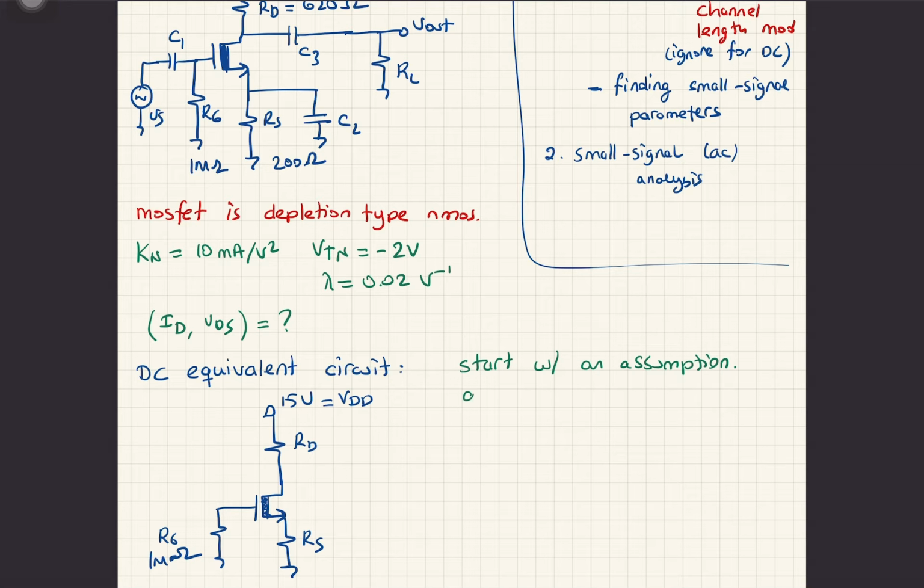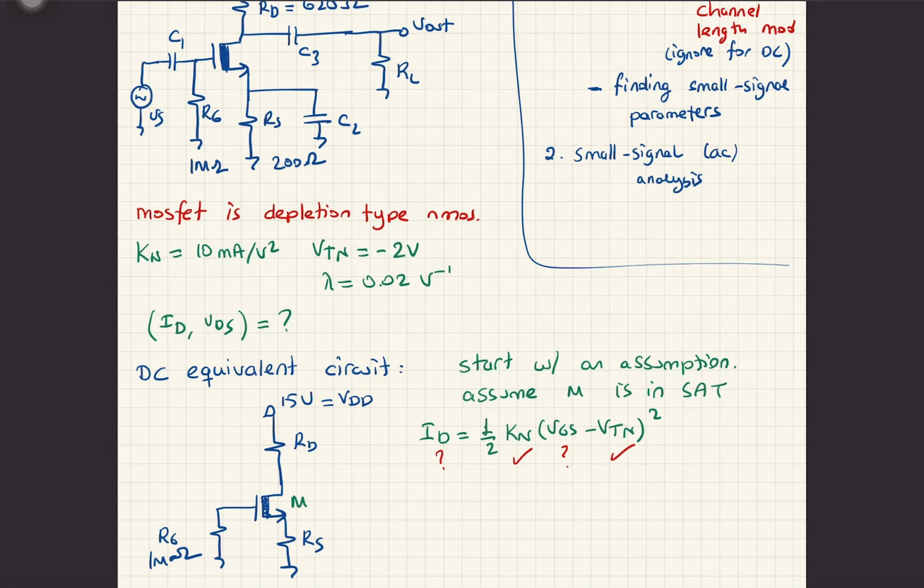So assume the transistor M is in saturation. What does this assumption mean? It says that right at this point, ID is equal to 1/2 Kn (VGS minus VTN) squared. In this expression, Kn is known, it's given as 10 milliamp per volt squared. VGS is unknown, ID is unknown. VTN is known as minus 2 volts.